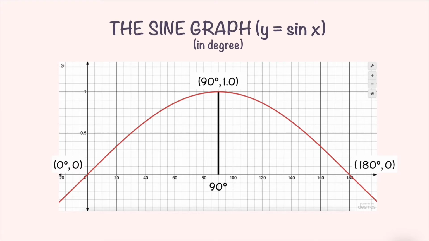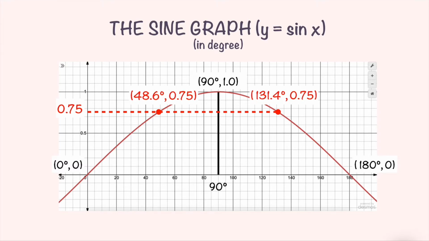This is the graph of the equation y equals sine x. As you can see, the graph reaches its maximum value when x is 90 degrees and it decreases after. As a result, for example, for a y value of 0.75, there are two possible answers. One before 90 degrees and one after 90 degrees. The calculator will always give you the first one, which is 48.6.